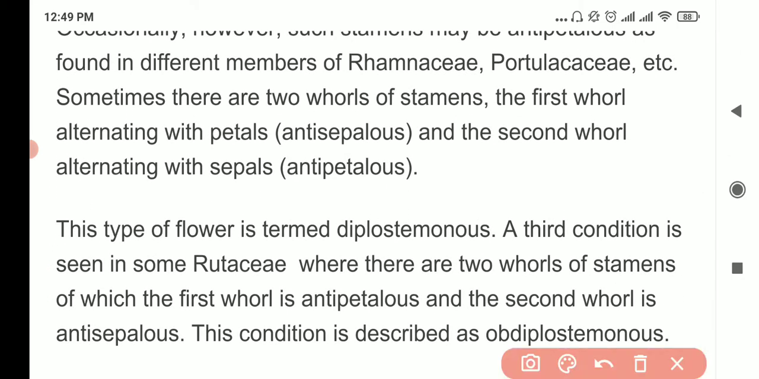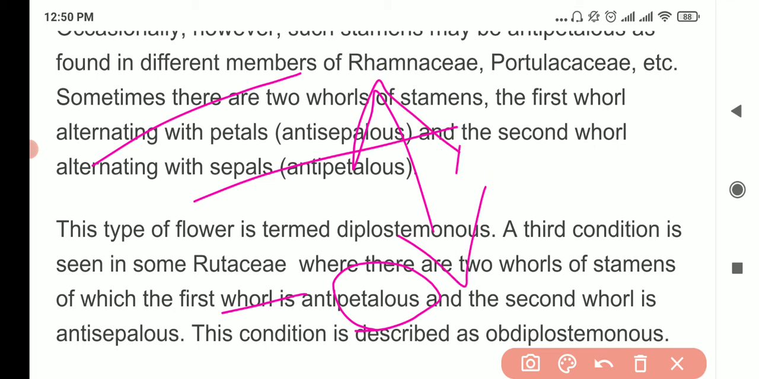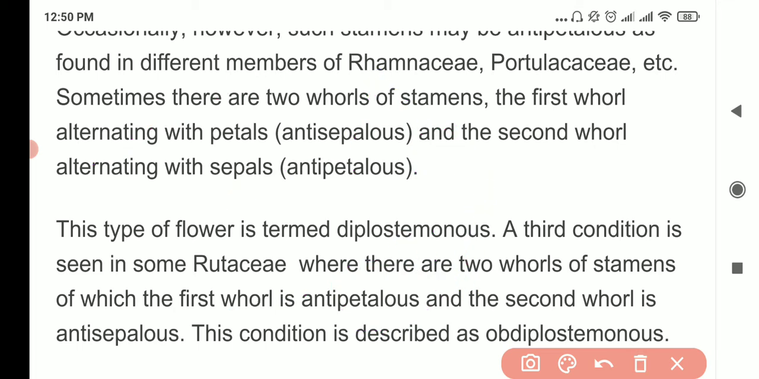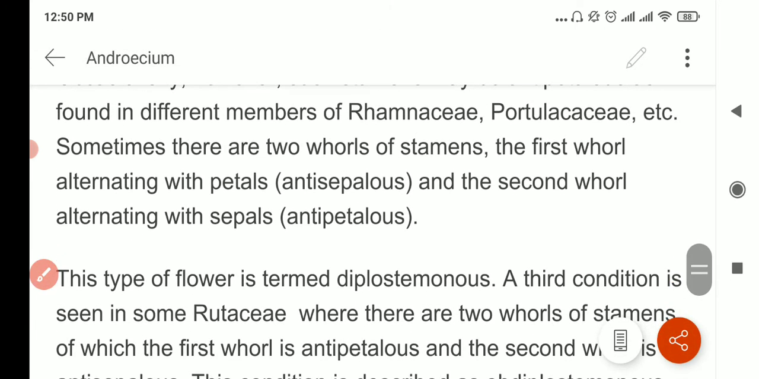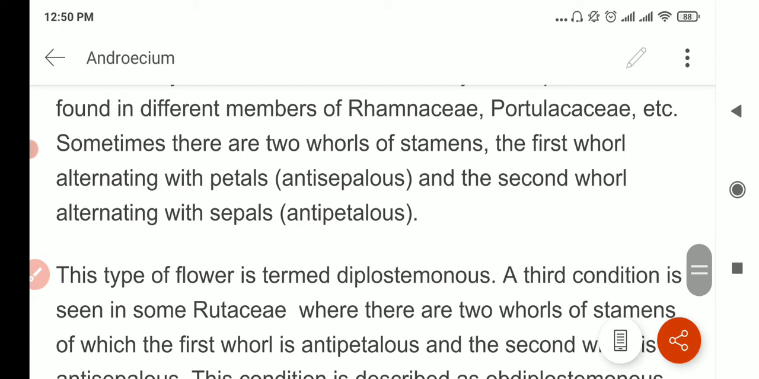So it's basically the same as the one above. But here the first whorl is antipetalous, which is just the opposite of the previous one. The arrangement is the opposite of the one before. It is the same as diplostemonous, but the whorls alternating with the sepals or petals are opposite of the other.